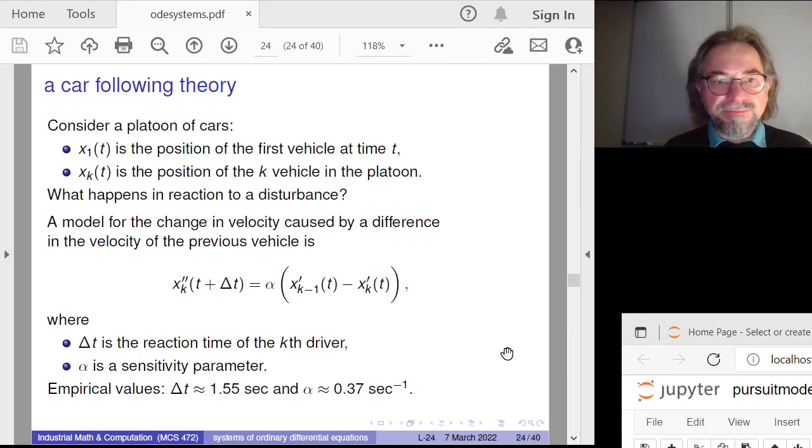So we have the acceleration. The change in the acceleration depends on the velocity of the car in front of the kth driver. So this is obviously a model for k larger than 1. So there are two parameters in there. One parameter is the reaction time of the driver, and the other parameter is a sensitivity parameter. So here I give empirical values. I will later give an interpretation for the alpha parameter.